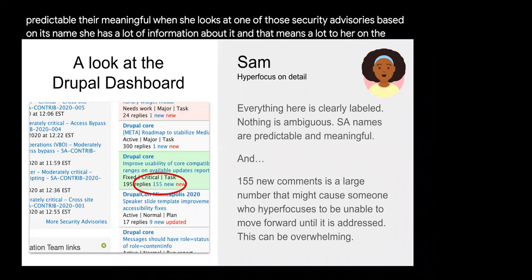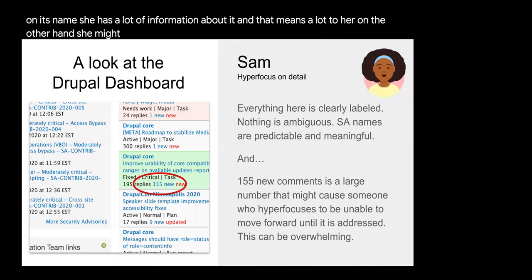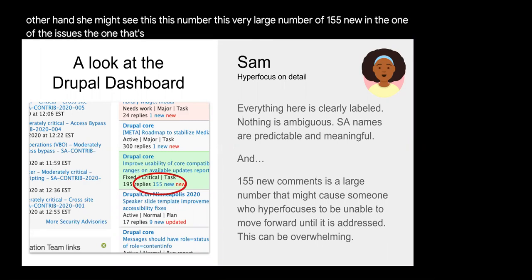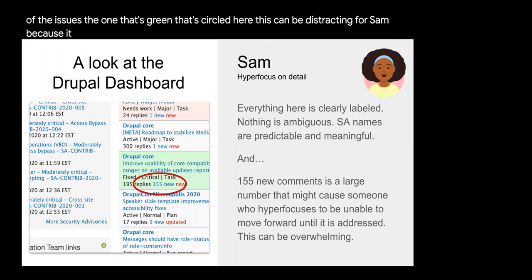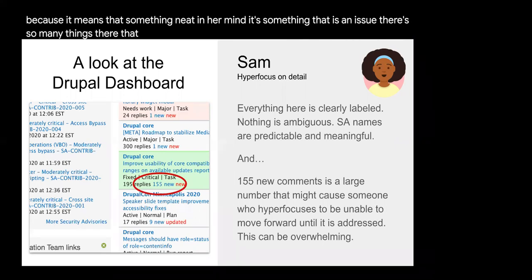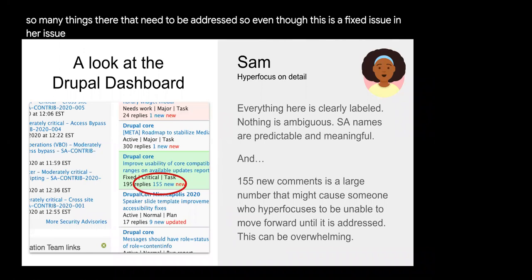On the other hand, she might see this very large number of 155 new in one of the issues, the one that's green, that's circled here. This can be distracting for Sam because it means that, in her mind, it's something that is an issue. There are so many things there that need to be addressed. So even though this is a fixed issue in her issue queue, she might start to hyper-focus on it.